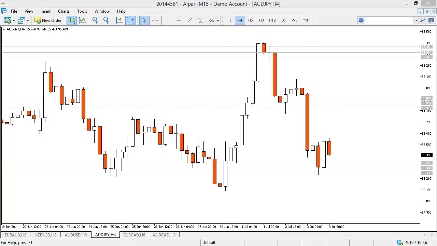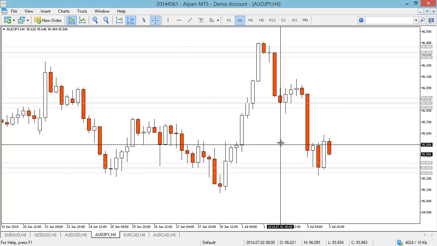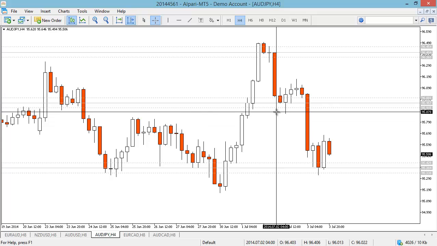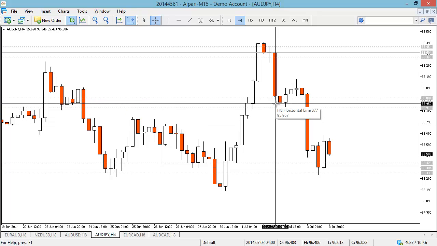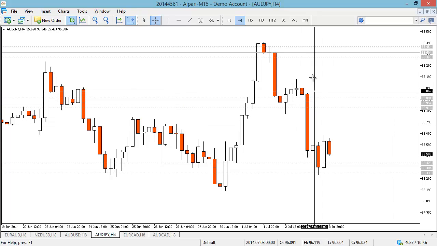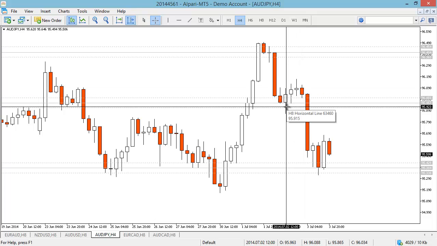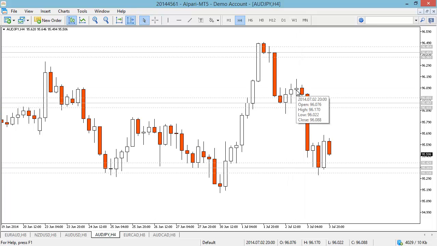Is anyone taking the long trade at 96.10? Here. No. Here. Is this a valid setup? Okay, good question. Is this a valid setup?